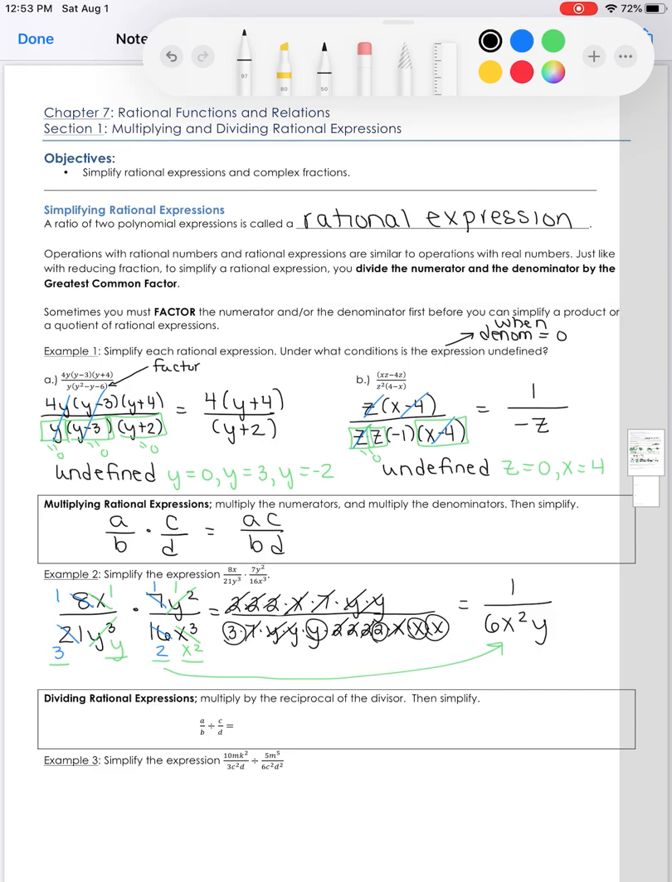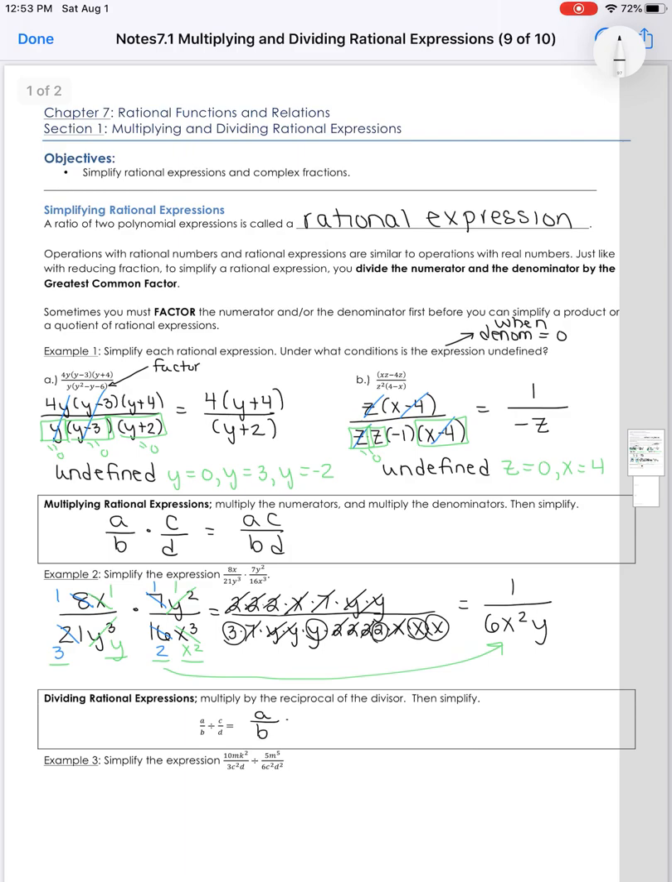All right. When we divide, you can't actually divide a fraction, so you have to multiply by the reciprocal. The first one stays, and then you multiply and flip the second fraction. So it's actually AD over BC. Some people learn it as: you keep the first fraction, you change the sign, and you flip the second fraction. So keep, change, flip. So with example 3, simplify the expression.